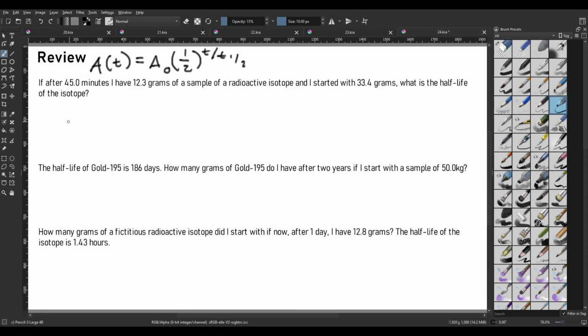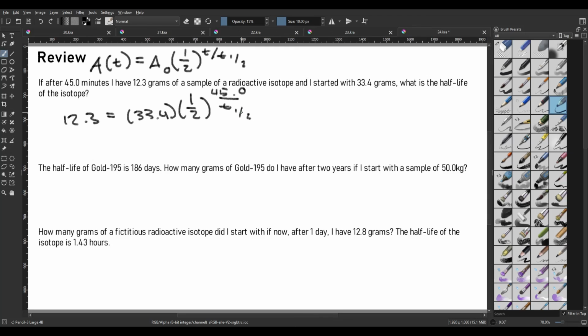So A of t, we already have that. So we don't need to do any A of t things. So we have 12.3 equals the initial amount, 33.4, times the 1/2 times the elapsed time is 45.0 over t sub 1/2. So if we put this in our calculator, what are we going to see? We're going to see 12.3 equals 33.4 times 1/2 times 45.0 over x.